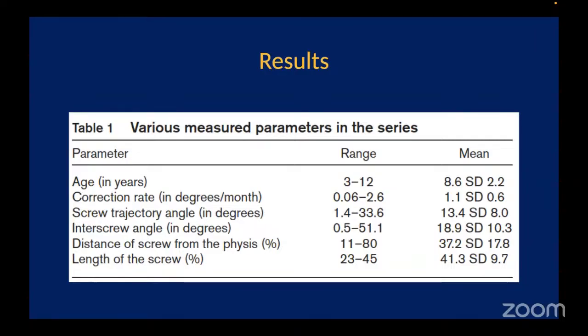Distance of the screw from the physis was also calculated as a percentage: 37.2%, with a standard deviation of 17.8%. The length of the screw was also calculated as a percentage, in proportion to the length of the physis. It was 41.3%, and standard deviation of 9.7%.